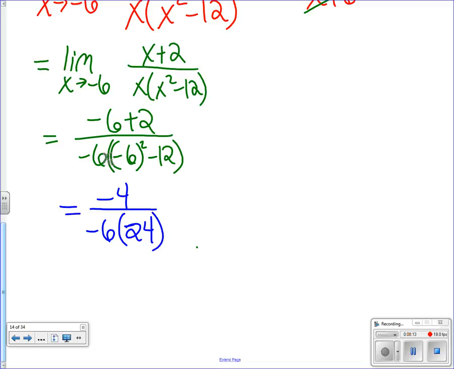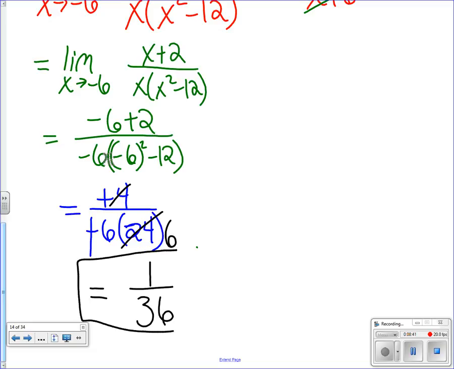There are various ways you can continue with this one. To be honest, I think the easiest way is to make it positive, because negative divided by negative is just a positive. And then 4 goes into 24 6 times. So we just end up with 1 on top over 6 times 6 is 36. So that would be our limit. And again, that is problem number 3L from the summer packet.